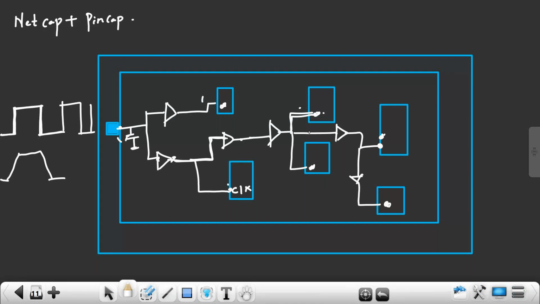Net capacitance depends on net length. So to reduce the net length and to reduce the fan out. What does fan out mean? One cell is driving how many cells. The fan out of this buffer is 1, since it drives only one flip-flop. For this buffer, what is the fan out? 2, because it's driving this cell and this flip-flop. For this buffer, the fan out is 1 because it's driving only one buffer. This buffer, what is the fan out? 1, this one and this one.